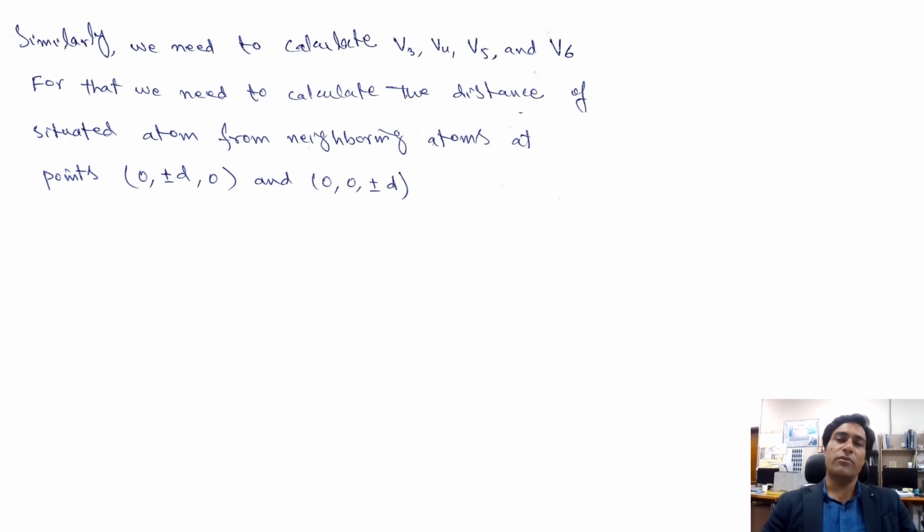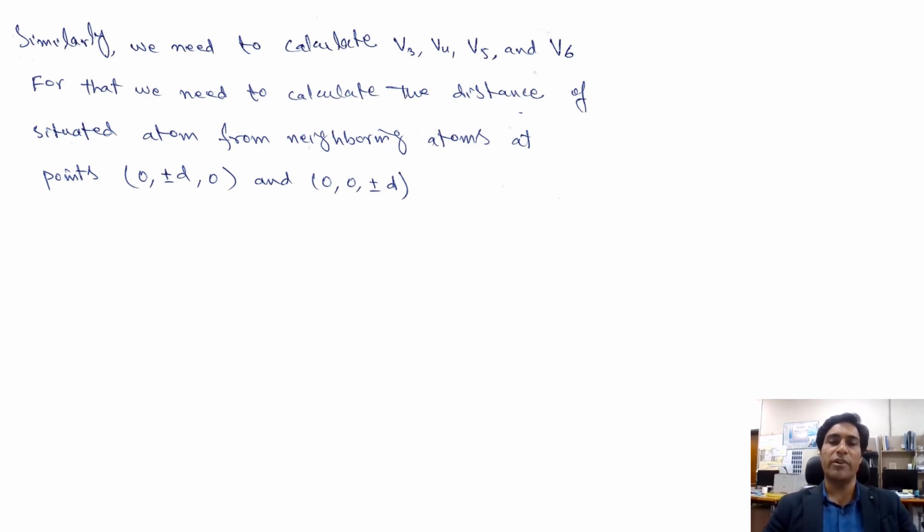Similarly, we need to calculate V3, V4, V5 and V6. Until now we have calculated V1 and V2 and we just added them, because for the total potential for 6 neighboring atoms, we have to add all the V1, V2, V3, V4, V5 and V6. So for that we need to calculate the distance.